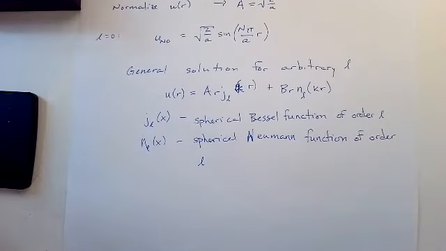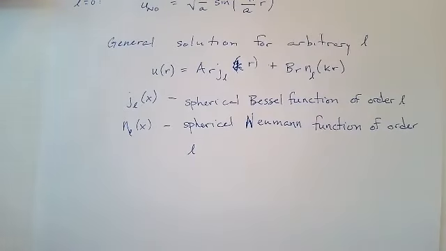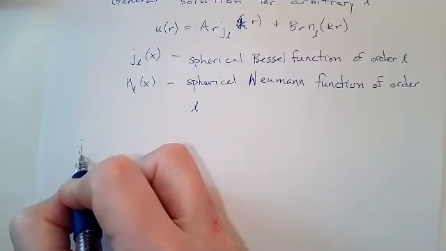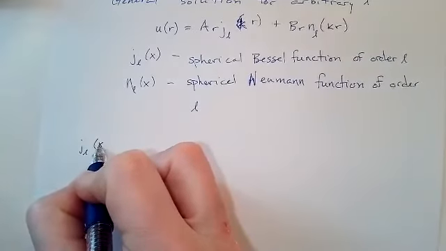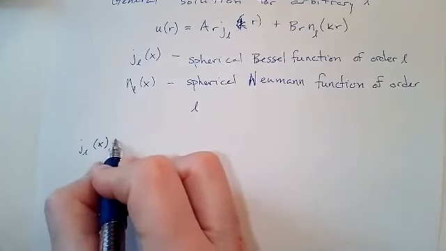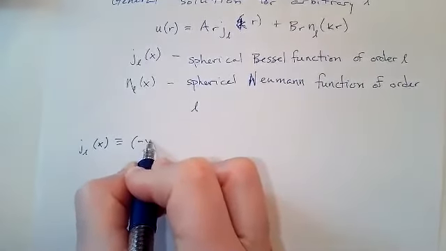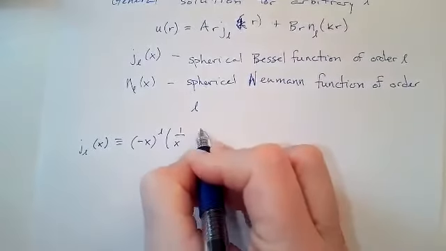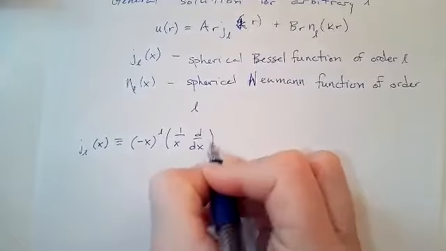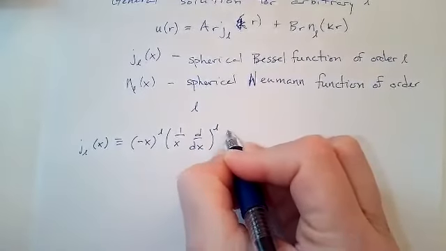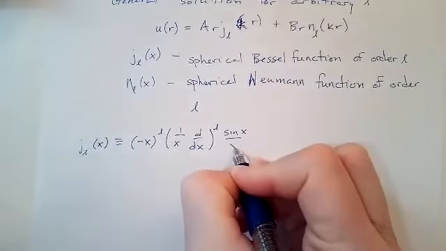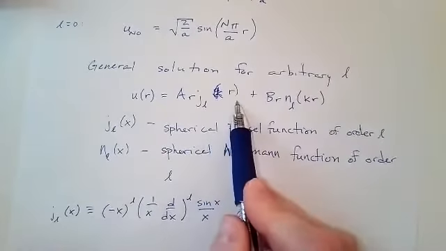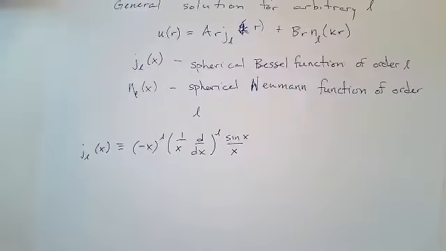Okay, so let me define those functions for you. To define these functions, we need to go to kind of a long equation. So j with the subscript l, remember this is our Bessel function, and the argument x would be defined as (-x)^l times (1/x d/dx)^l acting on sin x over x. Now remembering that what we have in this argument is k times r, right?